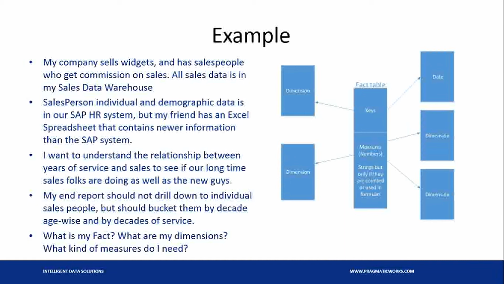So I would look at this and say, okay, my fact must be sales. I have salespeople as a dimension. I have warehouses as a dimension. It looks like my measures, I get commissions. I have sales numbers. And then I also have some attributes that I can identify in this. I have age as one of the attributes of my people. And I have employees and I have salespeople.